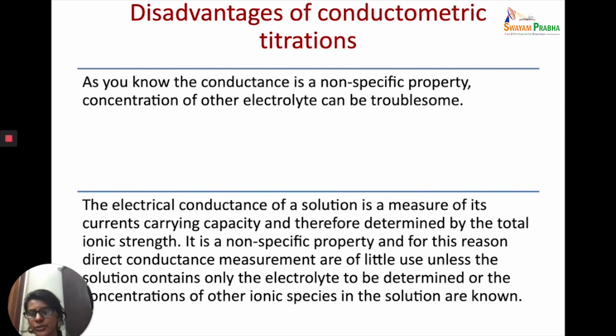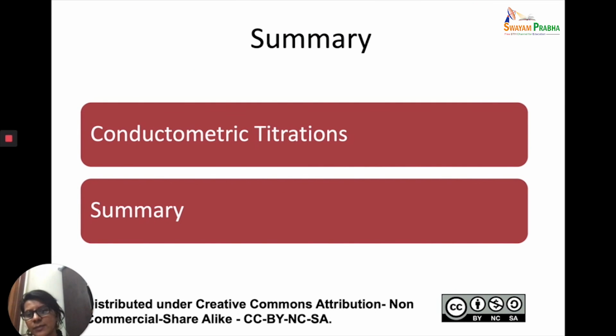So with this we wind up conductometric titration and conductance as a topic. What we did today was that we talked about the titration, we talked about conductometric titration, and we talked about the various examples of conductometric titration, starting from strong acid strong base, to weak acid strong base, to mixtures, to weak base strong acid, and weak acid weak base. We also looked at precipitation titrations, and then we looked at the advantages and disadvantages of conductometric titrations.